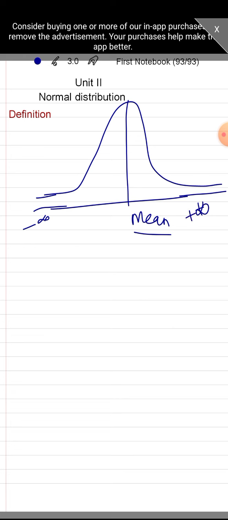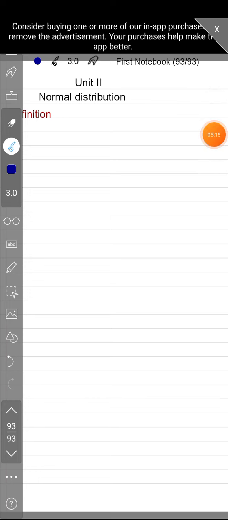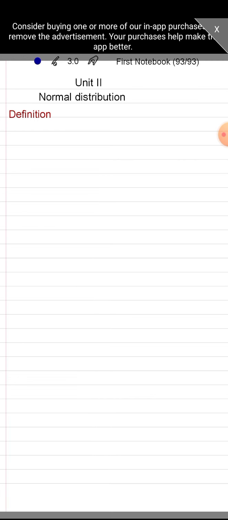plus infinity. So I am going to consider this mean as 0. ஓகேவா? ஸோ மீன் வந்து 0 இந்த மாதிரி நம்ம எடுத்துகிட்டு தான் நம்ம கேல்குலேஷன்ஸ் பண்ணுவோம். ஓகே, so now I am going to define the probability density function of the normal distribution. Okay, PDF, probability density function of the normal distribution.